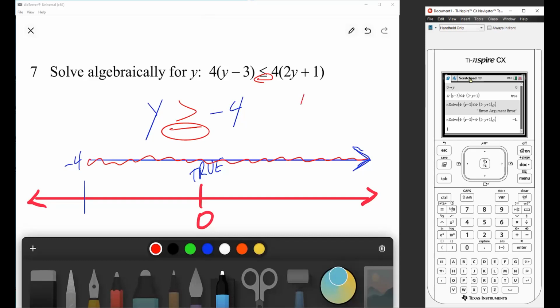Now, this would be only worth 1 point since this is a 2-point question, but basically, let's get every point we can. Now, I'm going to show you how to do it algebraically as well, but you definitely should know how to do it with the calculator, and you should know how to check it with the calculator.